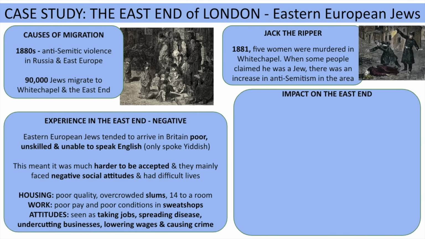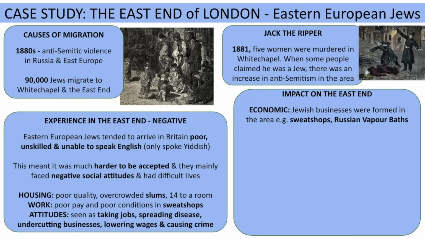Despite their very negative experiences, obviously so many Jews migrating to one area is going to have a major impact. So we definitely see an economic impact from Jewish businesses being set up in the area. We see the sweatshops affecting the textile industry. We also see specific businesses being created like the Russian vapor baths, which were on Brick Lane.